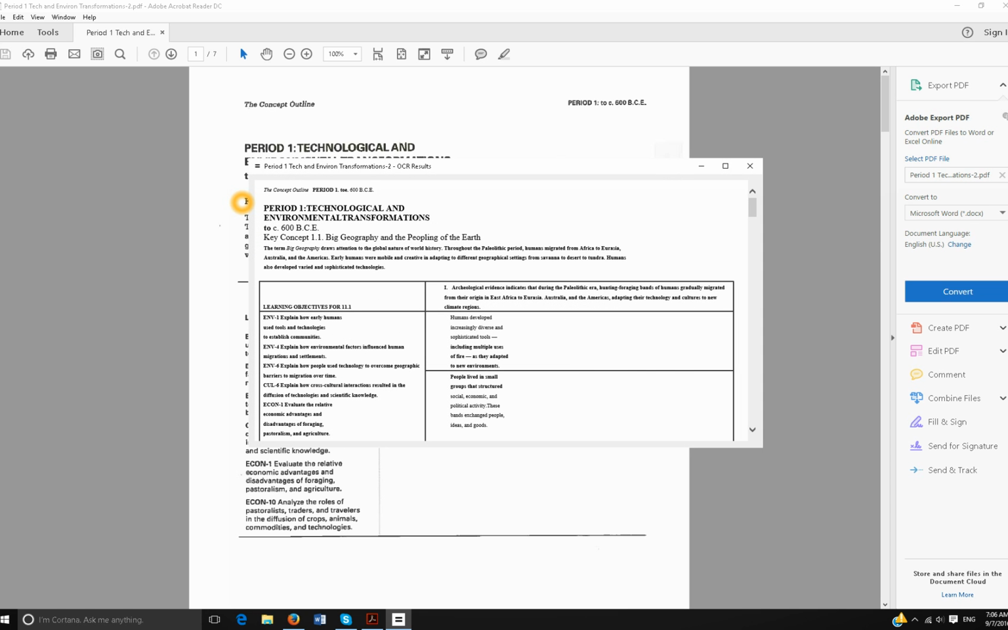Concept 1.1. I know, immediately blank. Oh my gosh, look how perfect that is. That's so great. She could read it right here. Blank. Okay, hold on.